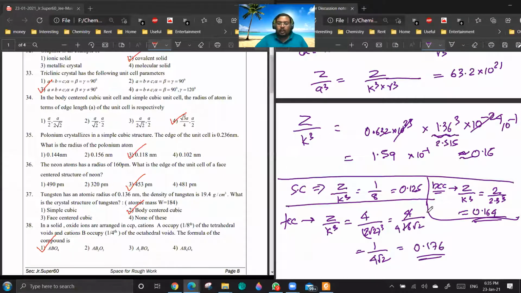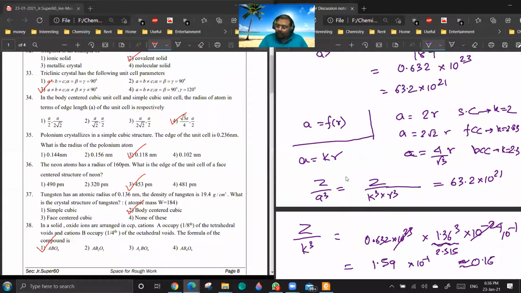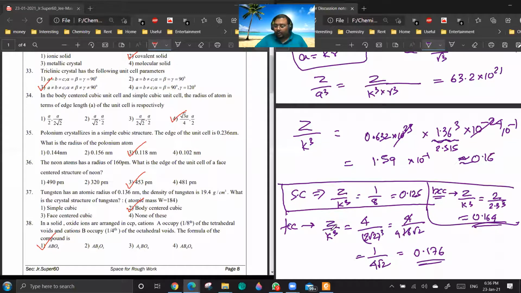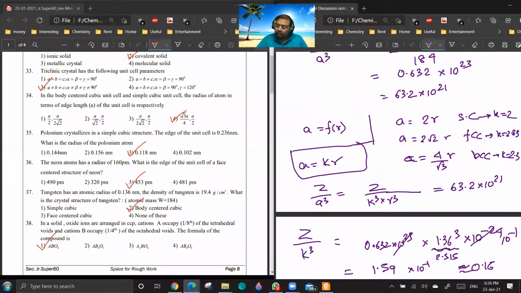So you see, you can also write this part in theory: that if a is written as K of r, then what will be the values of Z by a cube? Are you getting it? This part you can write in the theory, and then you can use it in the formula. So you are having two variables and only one equation, that is why you have to check which value is lying in the range.